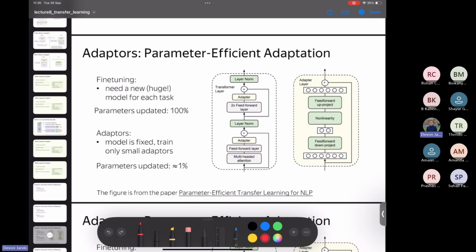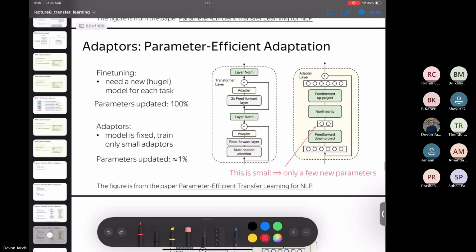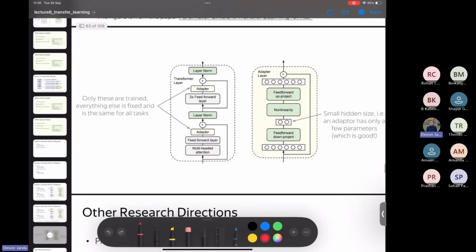And that's all there is to it. You just take this module. It's 2 new layers of weights, not very big ones. And that is the only thing that gets updated with gradient descent when I move to my new task. So that's small. It's only a few new parameters that you need to fine-tune.